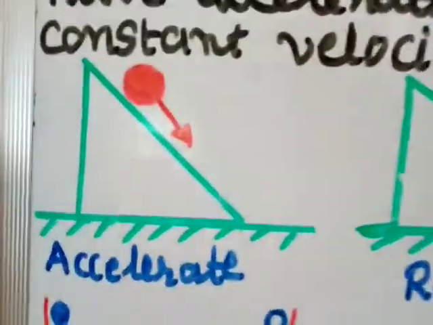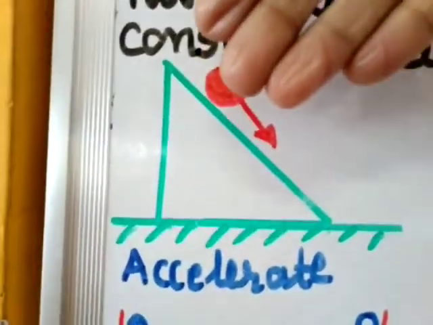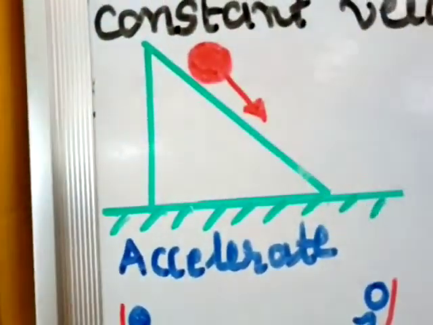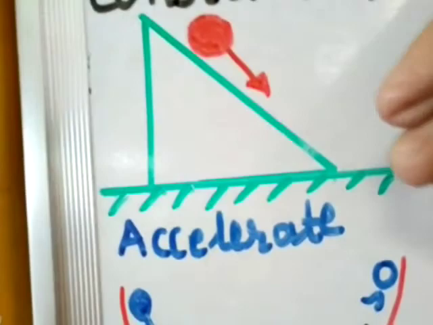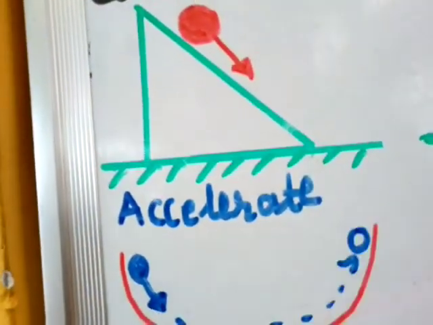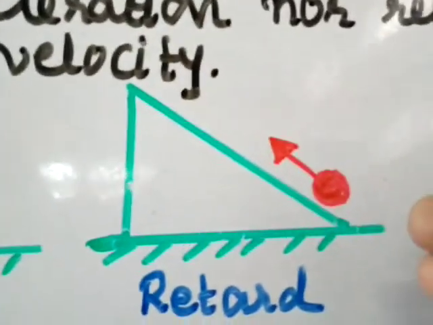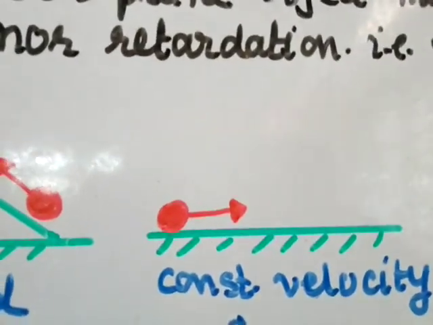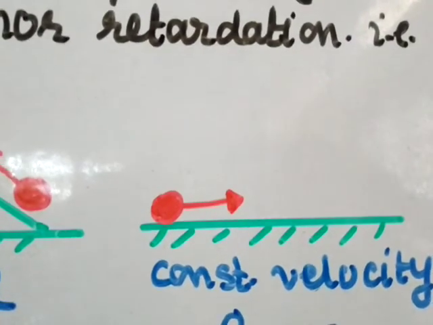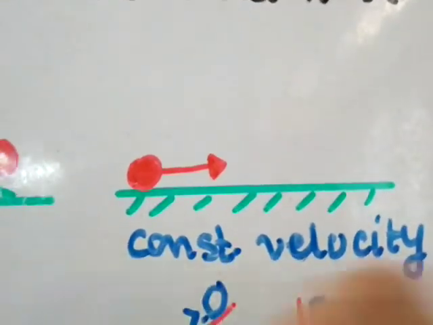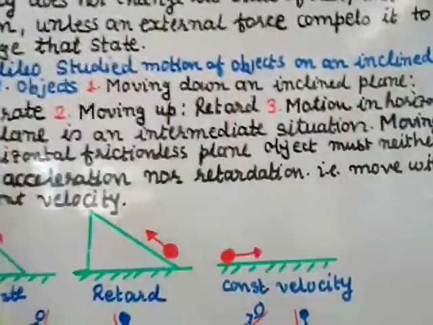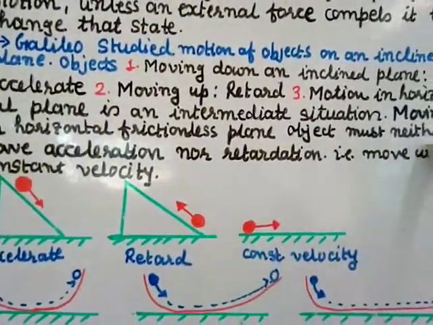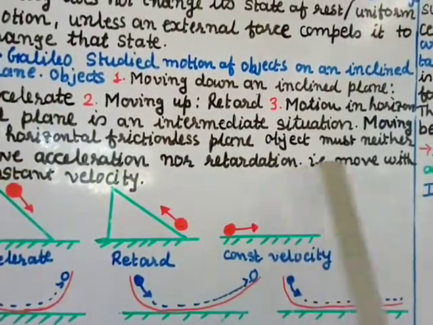So you can see in the first figure, the object is on top and it is coming down, moving from top to bottom. If the object is moving downward, it will accelerate. And if the object is moving upward, as you can see in this figure, then it will retard. And if it is on the horizontal plane, it will have neither retardation nor acceleration; it will have a constant velocity. Moving on a horizontal frictionless plane, the object must neither have acceleration nor retardation, that is, it moves with constant velocity. So this is the first situation.